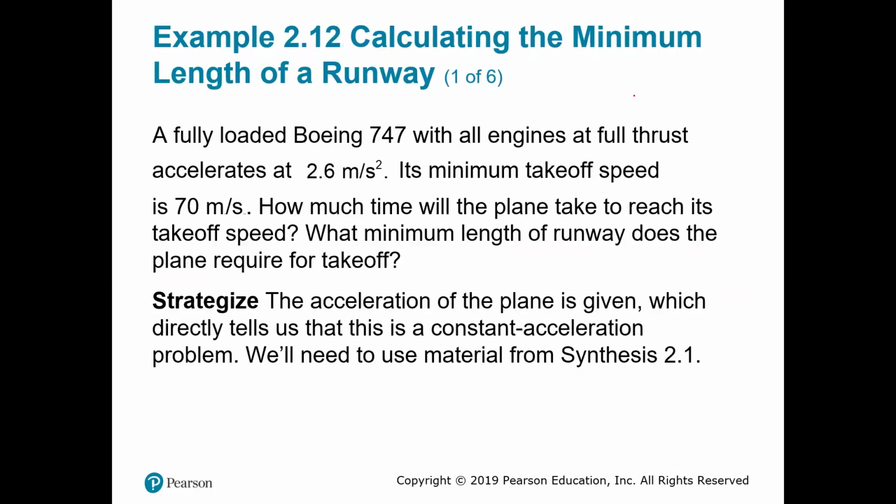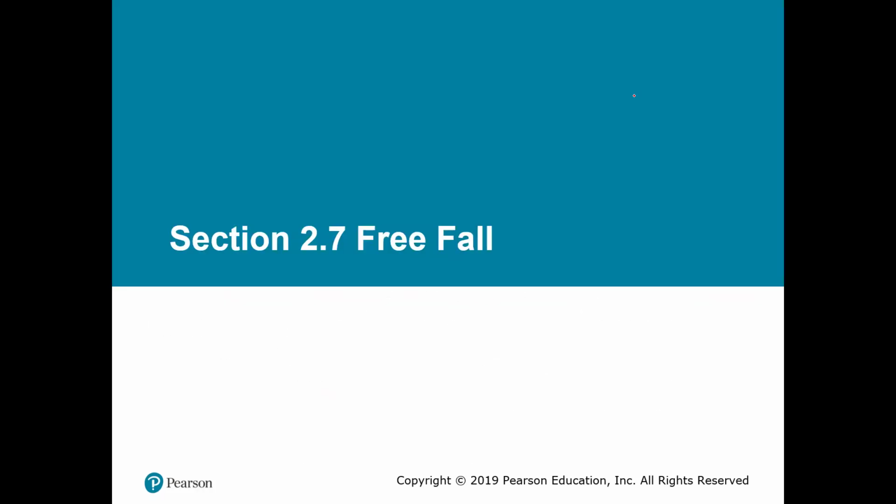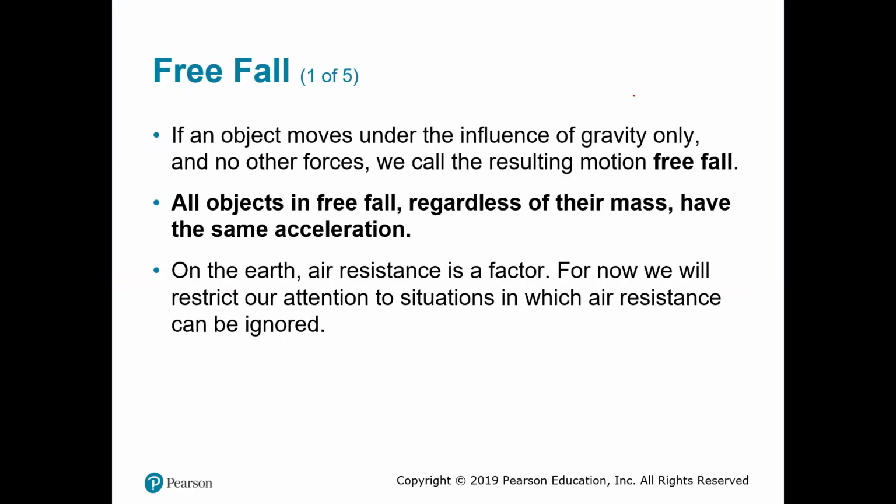And then this section, the free fall motion, is nothing but one of those equations, but this is about vertical motion. Free fall motion is when an object moves under the influence of gravity only and no other forces, we call the resulting motion free fall motion. So all objects in free fall, regardless of their mass, have the same acceleration, which is g, you know that, which is 9.8 meters per second squared. We call it gravity, right?